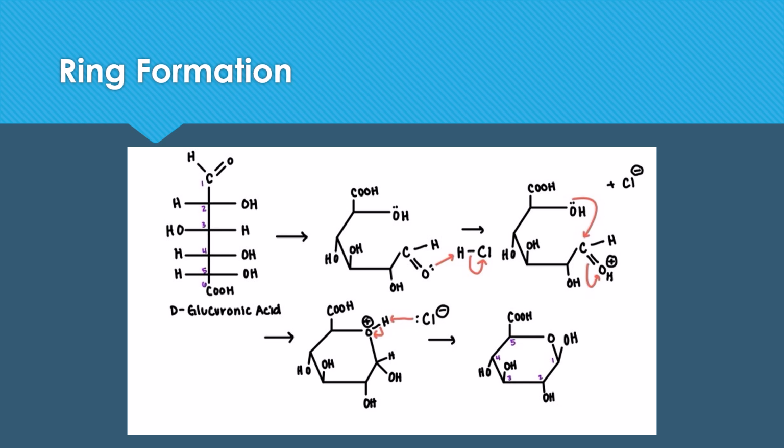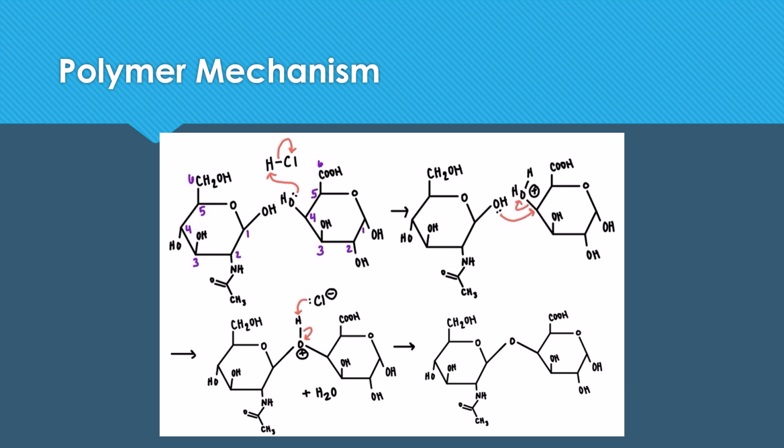The ring formation for N-acetyl D-glucosamine proceeds the same way, except that instead of a carboxylic acid, there is a CH2OH substituent, and at carbon 2, instead of the hydroxyl, there is an amide. On this slide, the mechanism for how each of the individual monomers come together to form a disaccharide is shown. This specifically is showing the beta-1,4 linkage between glucuronic acid and N-acetyl D-glucosamine. However, the beta-1,3 linkage would be the same, just at different carbons.